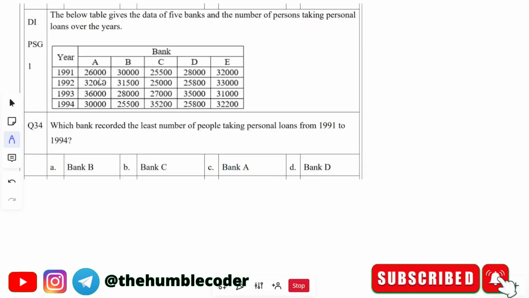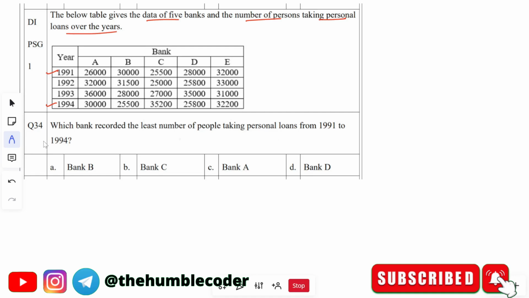Okay, so guys, let's look at this question now. The question is, the below table gives the data of 5 banks and the number of persons taking personal loans over the years. So see, we have this data from year 1991 to 1994, and we have the data of the number of people taking loans from the banks. In year 1991 we have 26,000 for bank A, right? And then for bank B it was 30,000. In this way we have all this data.